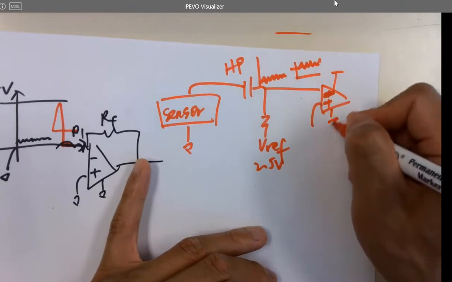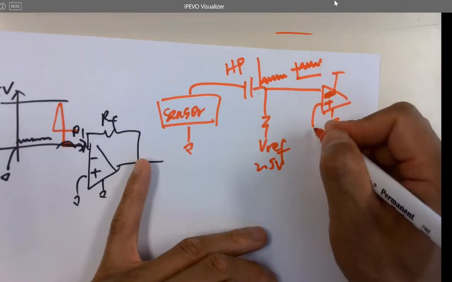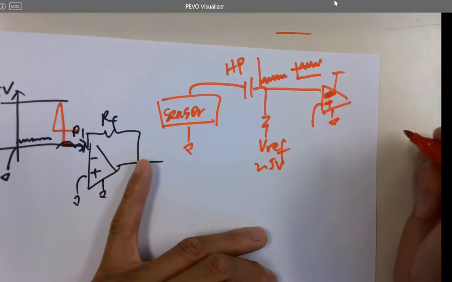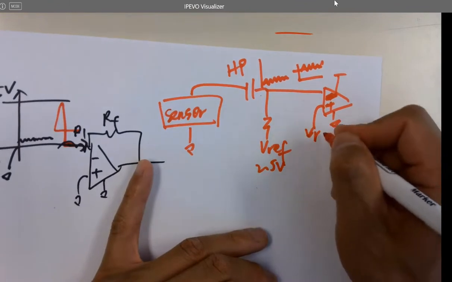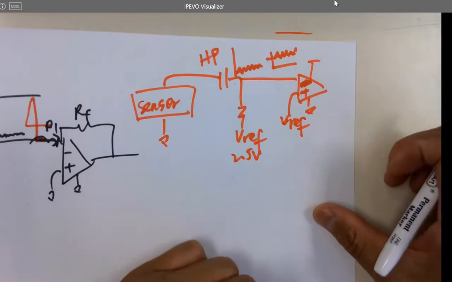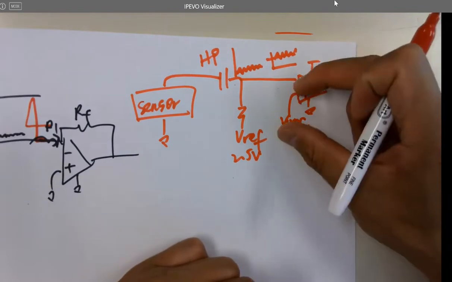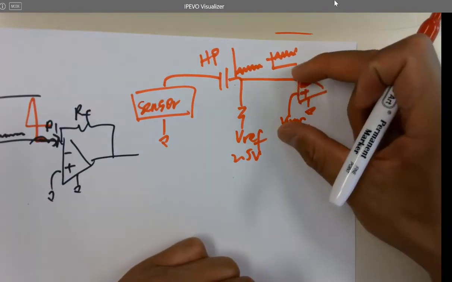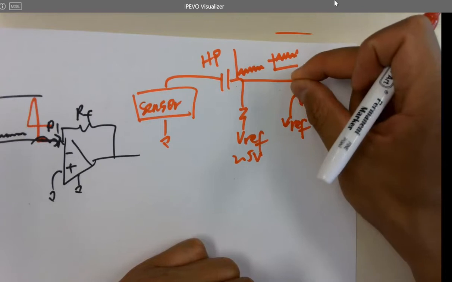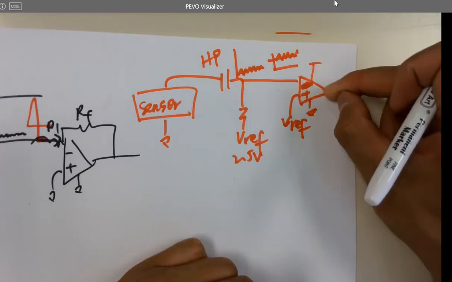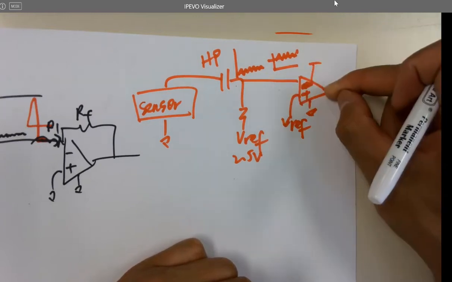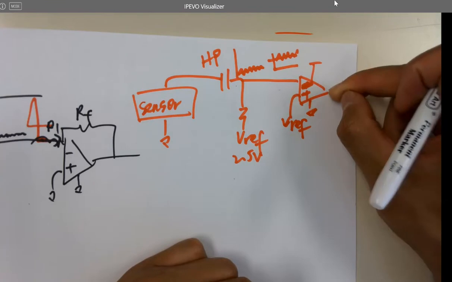So the question is, should this be ground or VRF? VRF. So there's no DC difference, no DC offset difference. It's a differential amplifier, minus to each other is going to be 0. So DC offset is not being amplified, right? But only AC is being amplified.